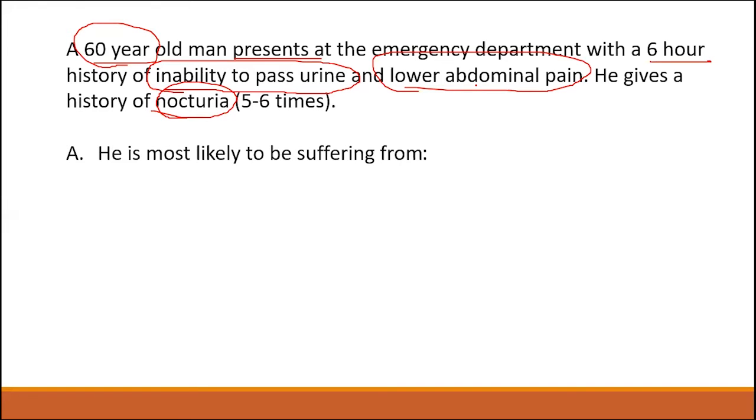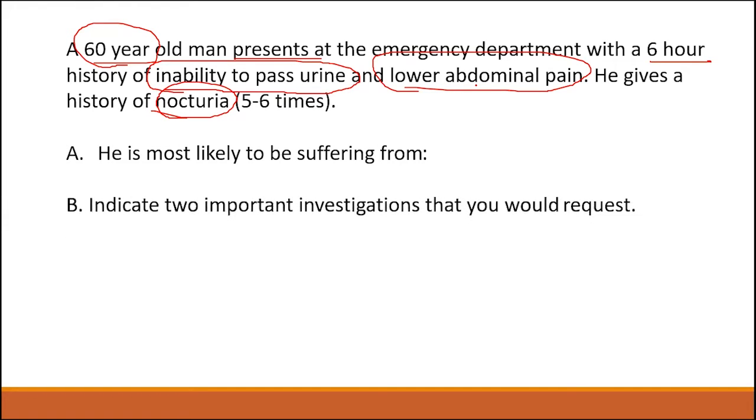Wonderful. Then indicate 2 important investigations you will request. So you're having acute urinary retention, and you are thinking of possible cancer or hyperplasia of the prostate. So what comes to your mind? You might want to do the PSA, prostate specific antigen.